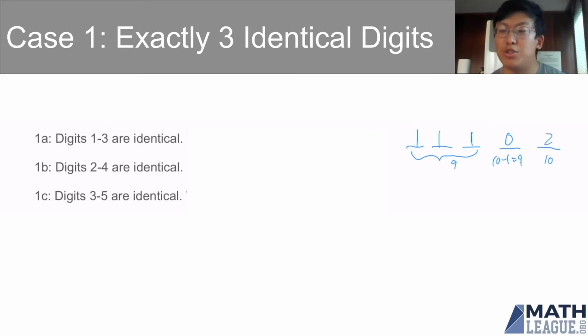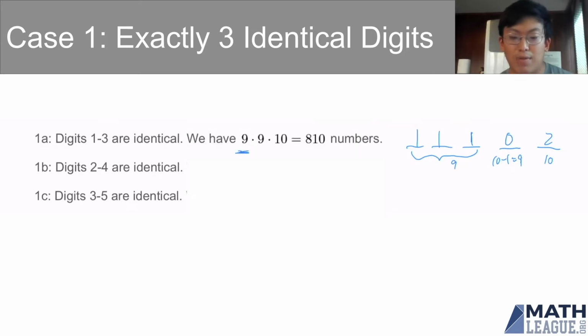And let's say we choose 2 to give us 11,102 as a number, a 5-digit number that does have 3 consecutive identical digits. Now, this means that there are 9 choices for the first 3 digits, 9 for the 4th digit, and 10 for the last digit, which gives us a total of 810 5-digit numbers satisfying case 1A.